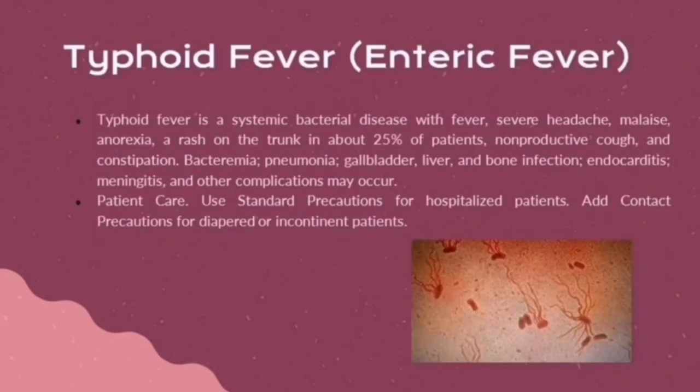Typhoid fever, or enteric fever. Typhoid fever is a systemic bacterial disease with fever, severe headache, malaise, and a rash on the trunk in about 25% of patients, non-productive cough, and constipation. Bacteremia, pneumonia, gallbladder, liver and bone infection, endocarditis, meningitis, and other complications may occur.